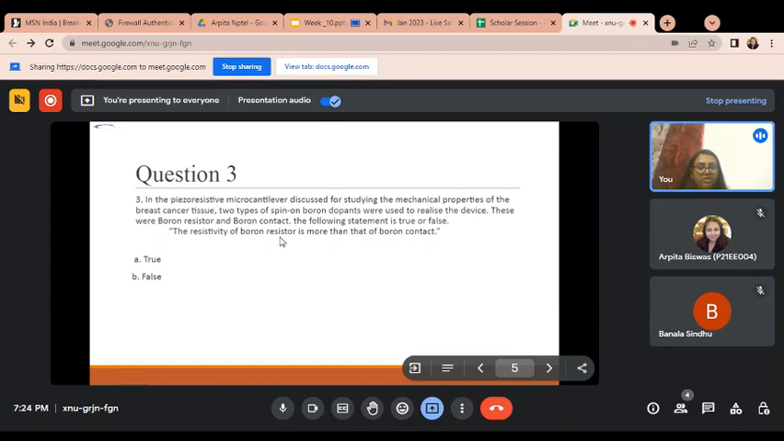So if boron is used as a resistor, in that case the resistivity of this resistor is higher than when this boron is used as a contact. Because what is the need of a contact? When we are using the contact, we are taking some probes on the contact and we are taking the result. So we always want the contact resistivity to be less. So when the boron acts as a resistor, the resistivity of it is higher. So the statement, the resistivity of a boron resistor is more than that of a boron contact, is the true statement.